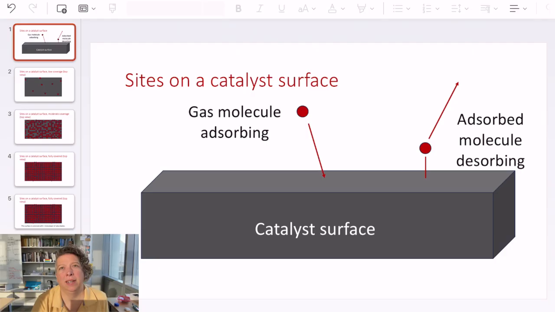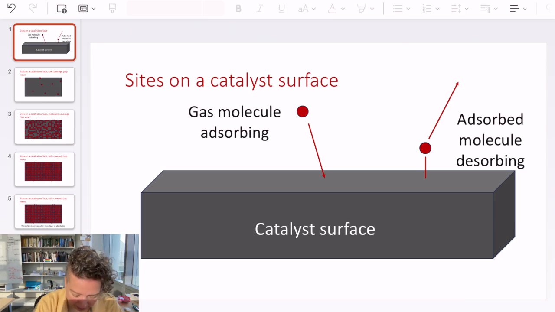Adsorption is basically a gas molecule forming a bond with the catalyst surface, and desorption is breaking that bond and the molecule going back into the gas phase. So pictures of those things are here. You see the gas molecule adsorbing, that collides with the catalyst surface. It forms an adsorbed molecule, which can then stay on the catalyst surface, or it can desorb. So that's what's going on here.